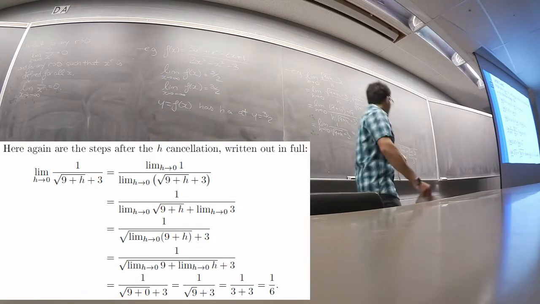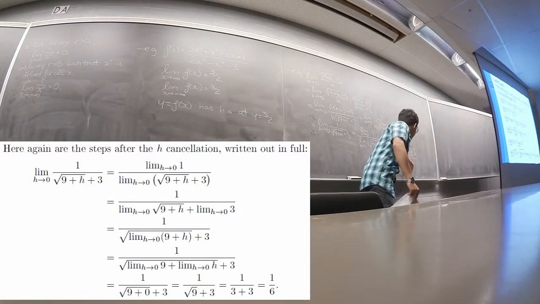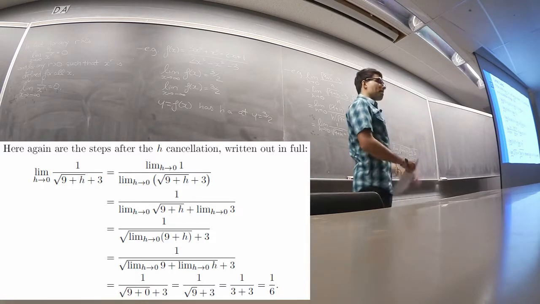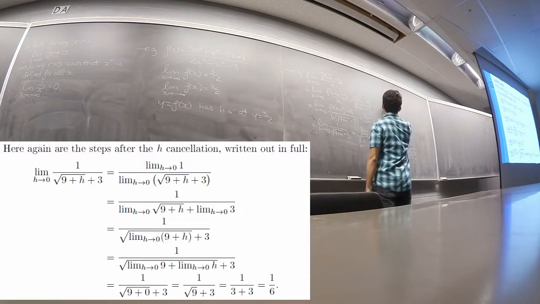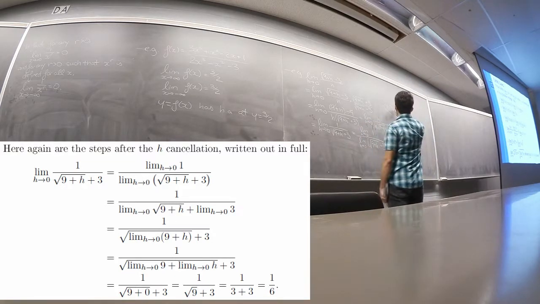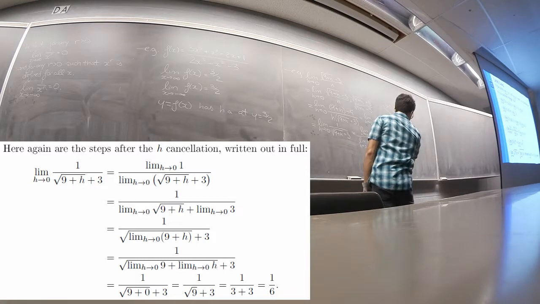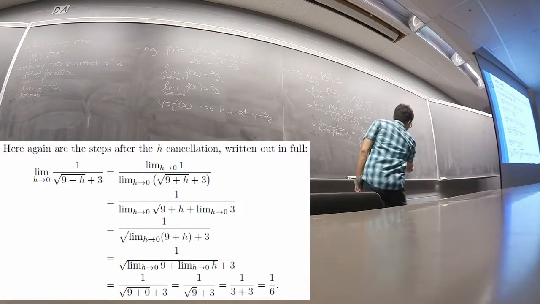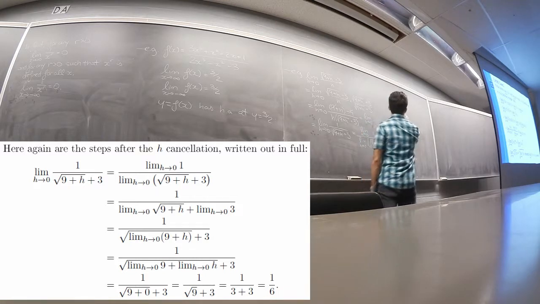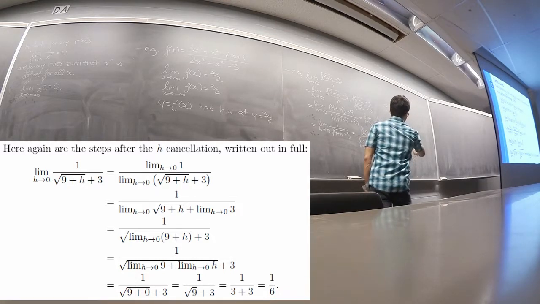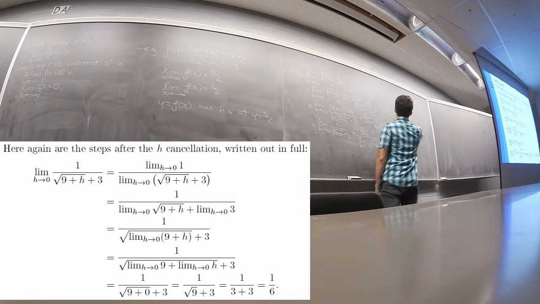Now if you're feeling patient, you bring this limit in here, apply it to both of those guys, and add those two limits. Ultimately what you get is 1 over square root of the limit of 9, which is just 9, plus the limit of h as h approaches 0, which is just 0, plus, sorry, I had a moment there, plus 3.